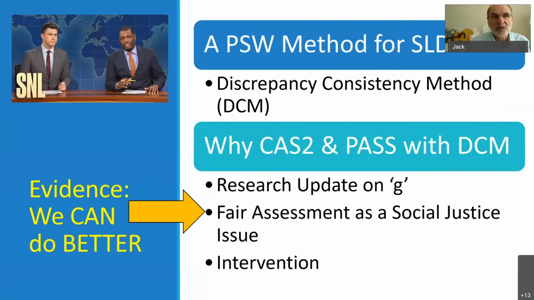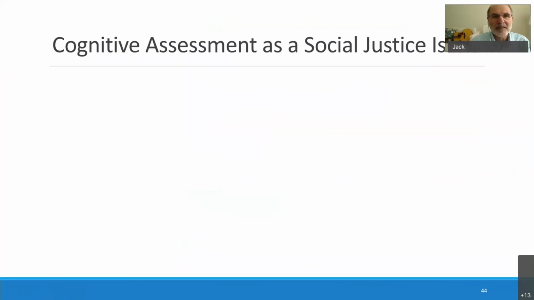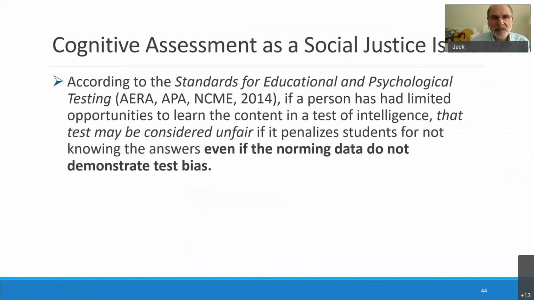But let's come back to this issue. I like the Saturday Night Live research, weekend update. We're doing a research update here. We want to know what's going on, right? Well, let me remind you of something. The Standards for Educational and Psychological Tests clearly says that if a person has had limited opportunity to learn the content in a test of intelligence, information, similarities, arithmetic, comprehension, or in the WJ phonological task that Kevin McGrew likes so much because it's high G loading, that test may be considered unfair if it penalizes students for not knowing the answers, even if the norming data do not demonstrate psychometric test bias.